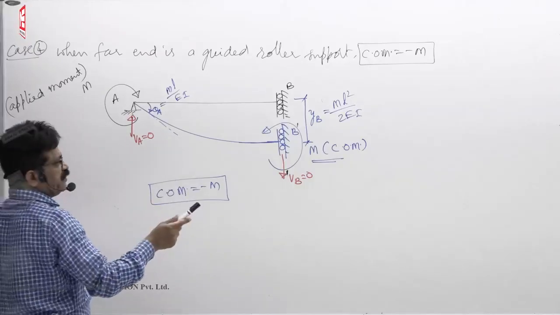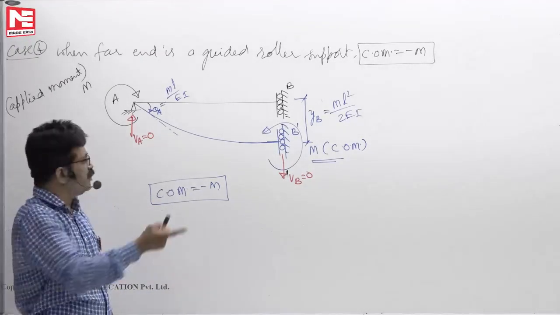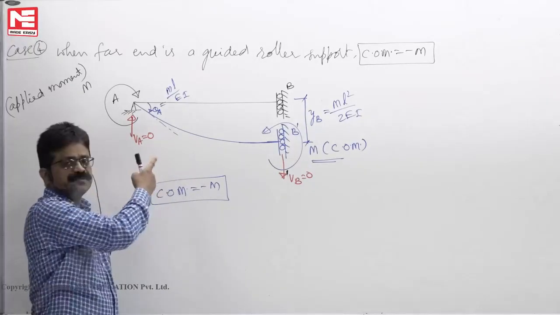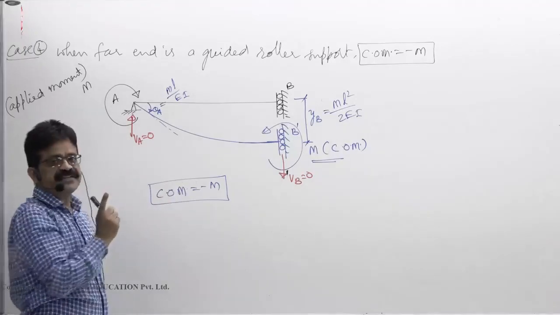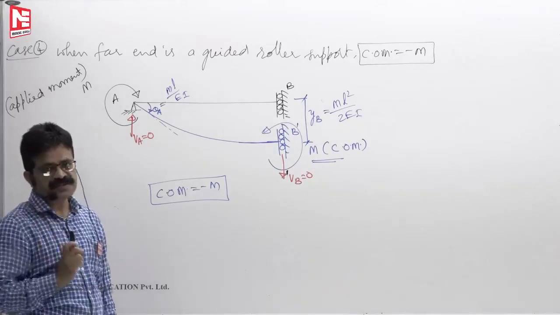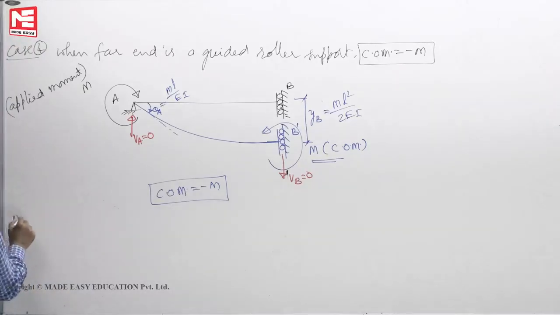So, for a cantilever beam, when a moment is applied at the free end, or when a guided roller support and hinge support is there, when an applied moment is at the hinge support, behavior is same. So, carryover moment is also same.